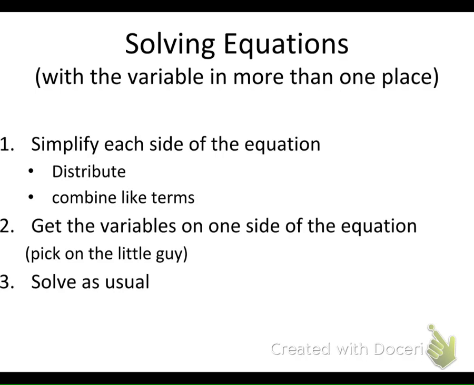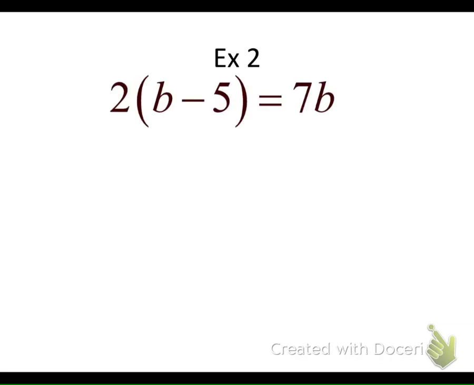Step 2, if you want to put a star by that, that's your new step here. Step 2 is get the variables on one side of the equation. I would pick on the little guy, so you know which one to get rid of. And step 3, solve as usual. Okay, so the only new step here is getting the variables on the same side of the equation. Example number 2, go ahead and write down. Example number 2 is going to be 2b minus 5 equals 7b.